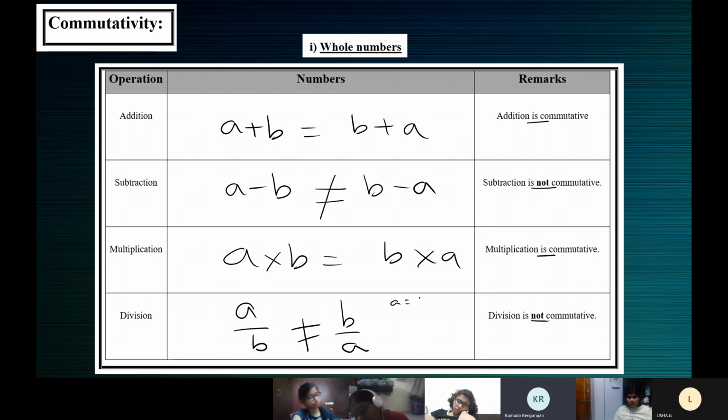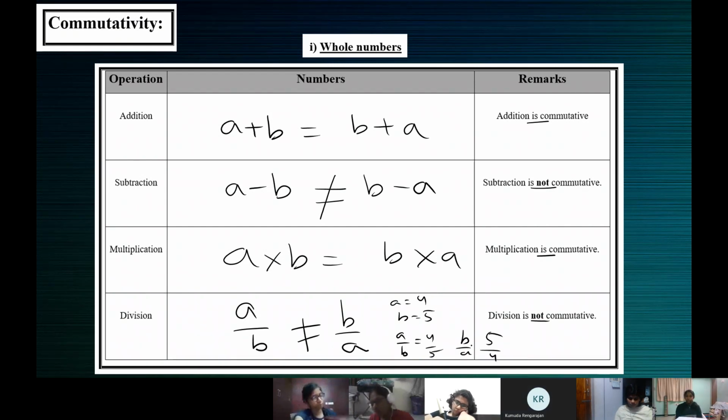Let A be 4, B be 5. What is A by B? 4 by 5. What is B by A? 5 by 4. So they're not commutative under division.